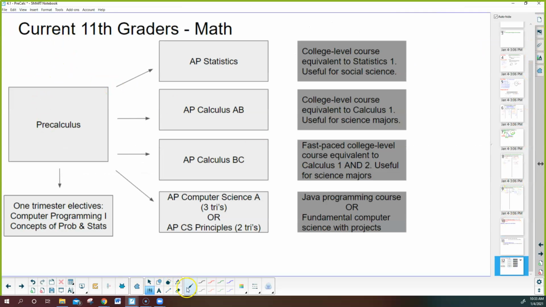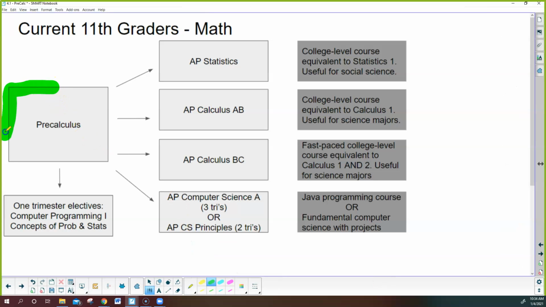Here's where we're currently at. And if you want to take a screenshot of this in a second, I'll show you what I think. You guys, current 11th grade, right now you're in pre-calculus. You have multiple options for your math class for next year.